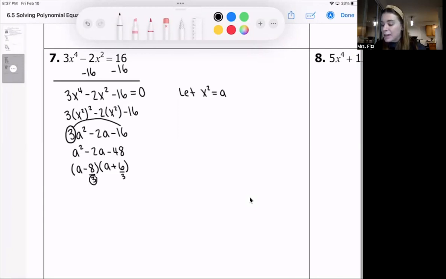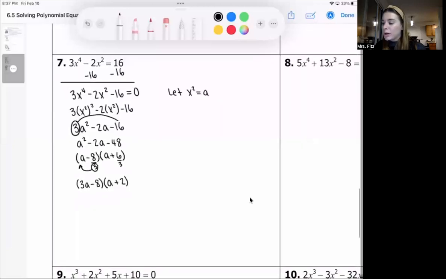Remember, you slide if you can't reduce and there's still something in the denominator. So we have 3a minus 8 times a plus 2. Now here's where you have to be careful. We're going to sub back in x squared for a. So we have 3x squared minus 8 times x squared plus 2. And now I can bring back that equals 0 because I'm ready to solve.